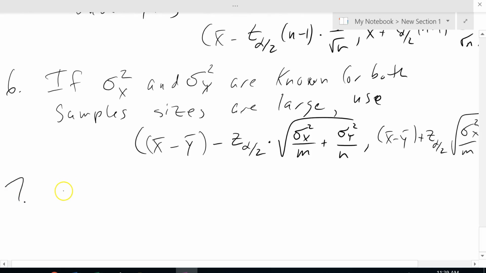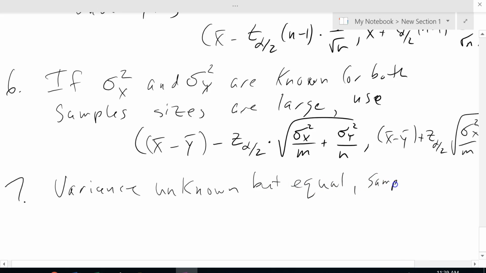7. Variances unknown but equal. That's important. Sample size small. Distributions normal.